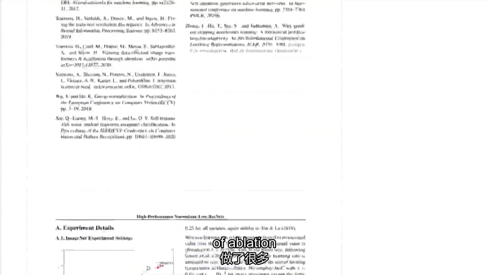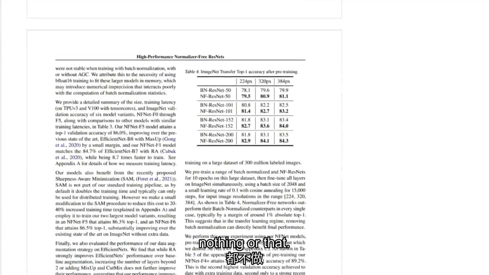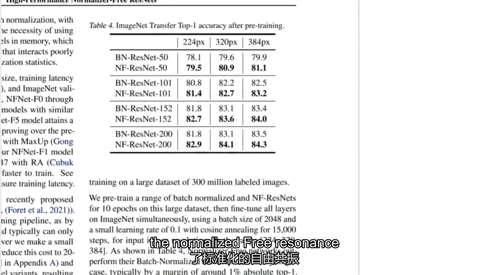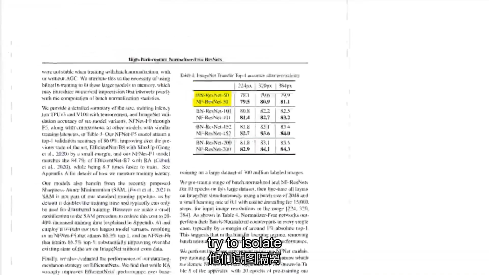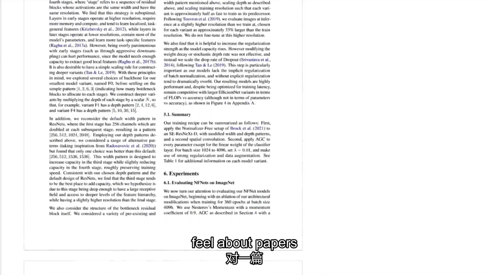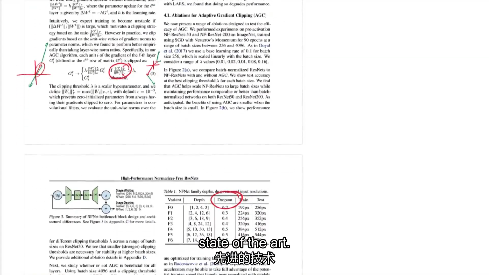Yeah, so that is pretty much it. They do a lot of ablations and comparisons, and it's not like I don't believe that the adaptive gradient clipping does nothing. Clearly they always do experiments. They compare the normalizer-free ResNets with the batch norm ResNet, so they try to isolate the individual parts. Still, I'm not sure how I feel about papers that have a lot of different things in one paper, and then they get state of the art. You never exactly know why that is.